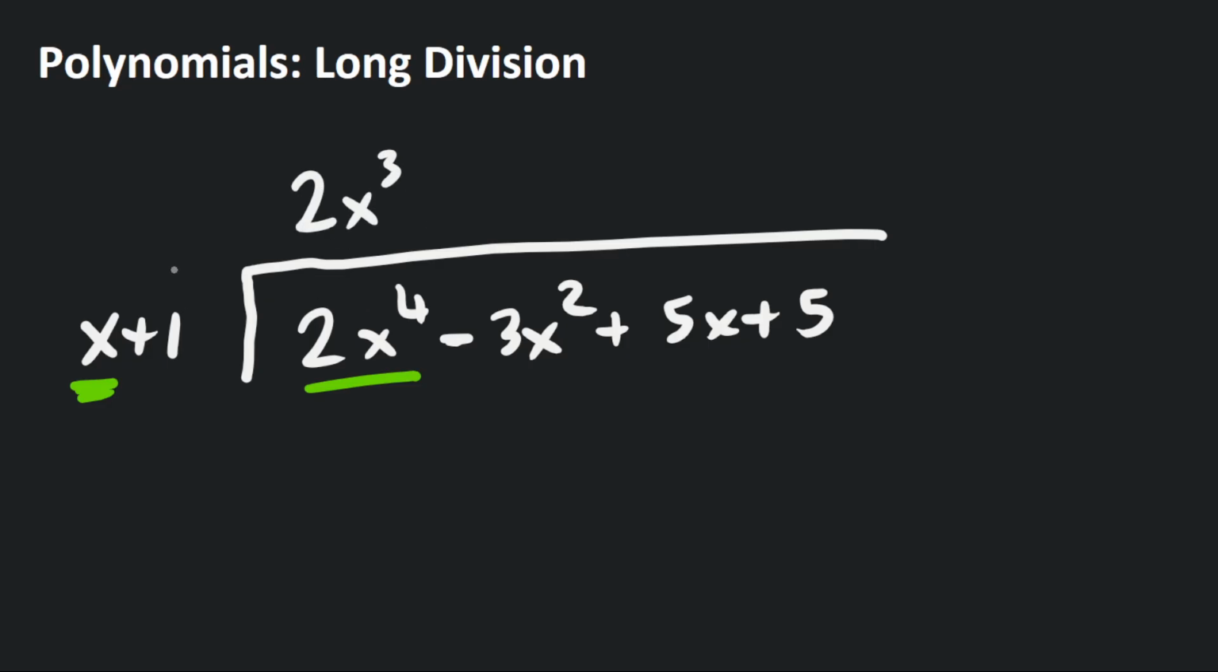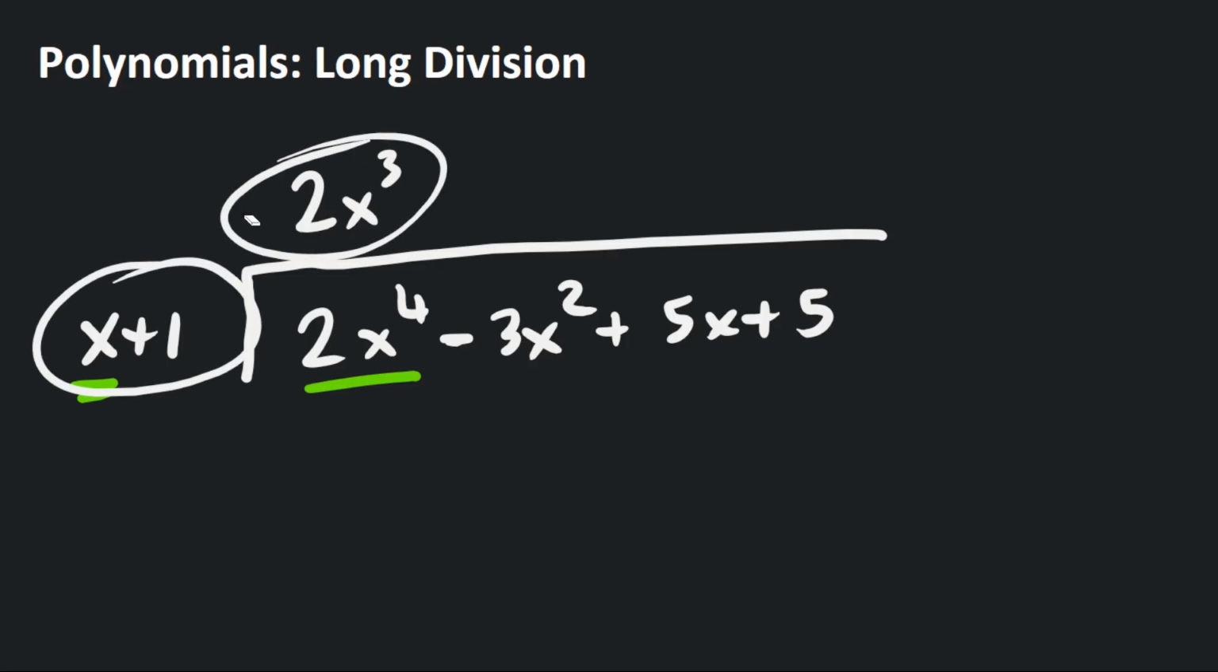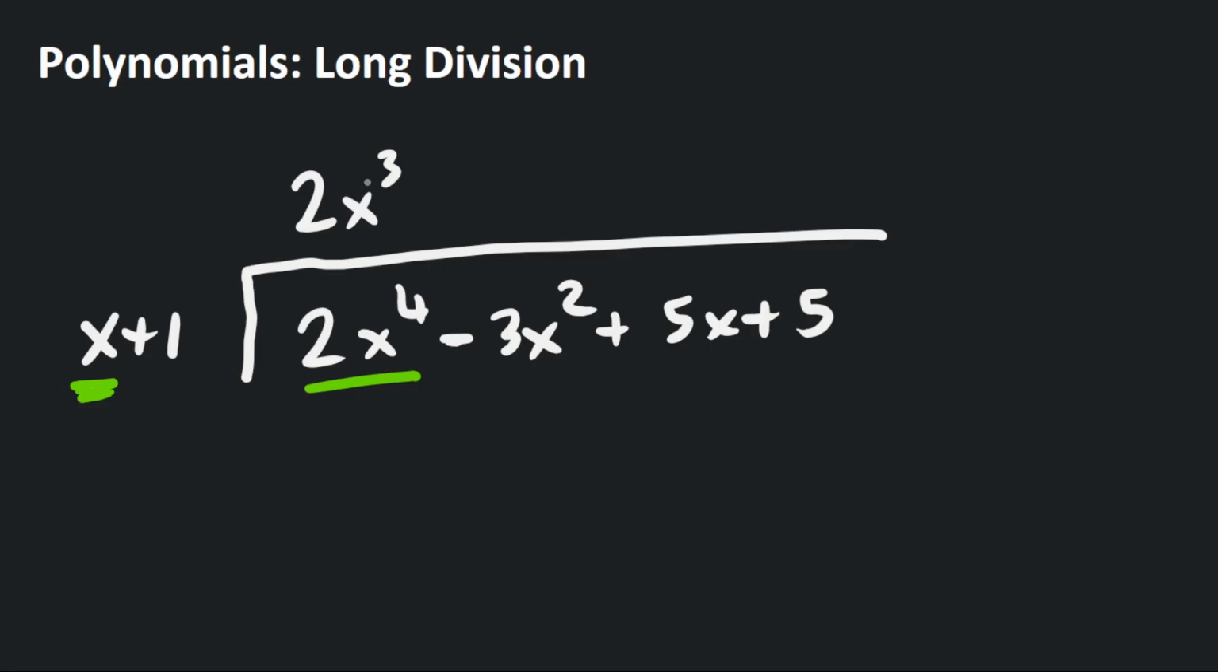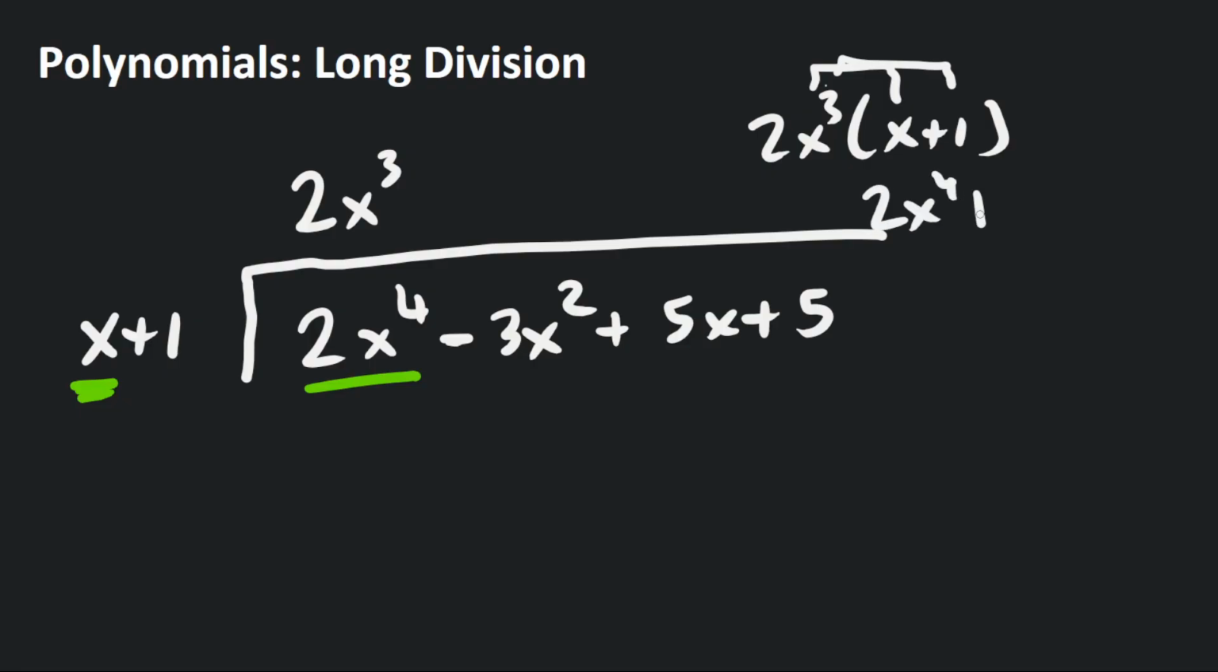And then we're going to multiply this polynomial by 2x to the third. So what's 2x to the third times x plus 1? If we just do it off to the side real quick, times x plus 1. If we distribute this 2x to the third to each term, we get 2x to the fourth plus 2x to the third. So we're going to subtract 2x to the fourth plus 2x to the third.